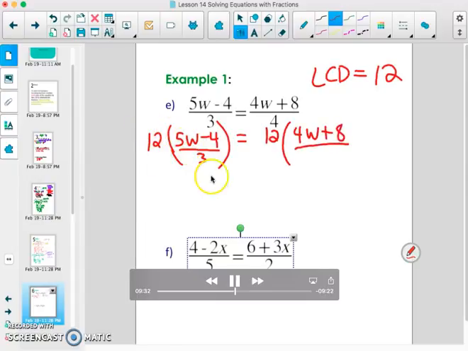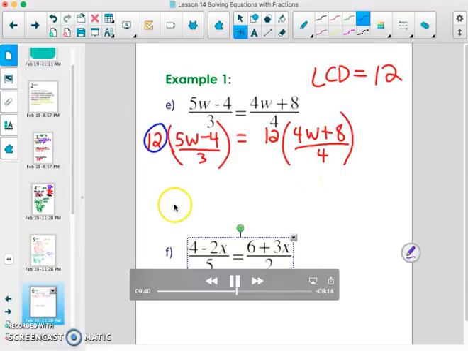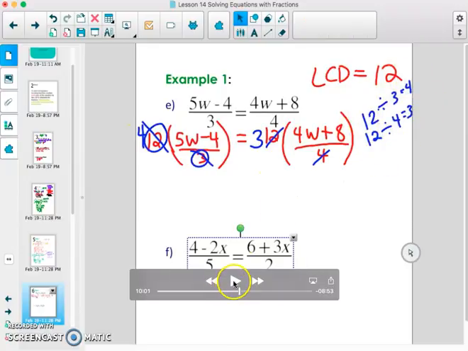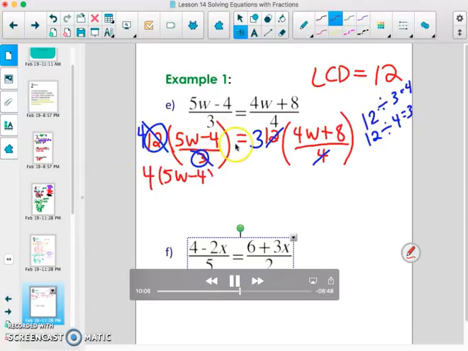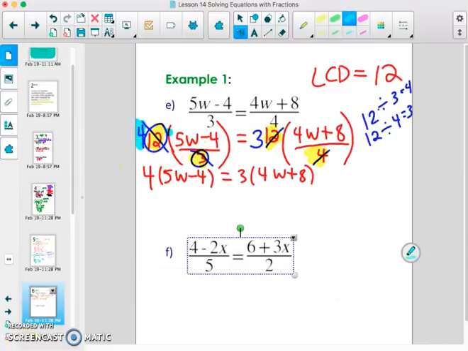So 12 divided by 3 is 4. And 12 divided by 4 is 3. So watch what happens. We're going to cross it out, but we're going to write a 4 instead. 12 divided by 3 is 4. 12 divided by 4 is 3. Okay, I've written it out for you over there. So now we're going to get 4 times 5w minus 4 is equal to 3 times 4w plus 8. It doesn't just go away anymore because now there's a number there. It didn't just equal a 1. That's the only part that went away, but this 4 and everything else stayed.